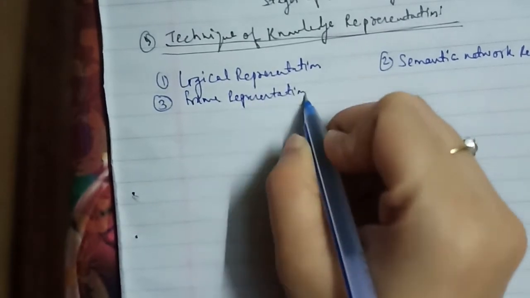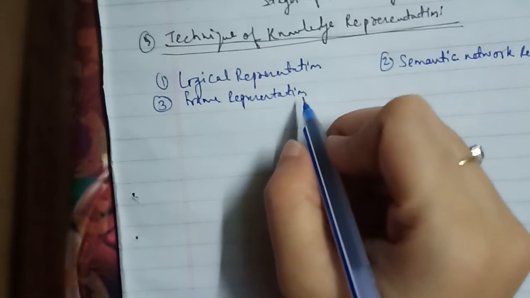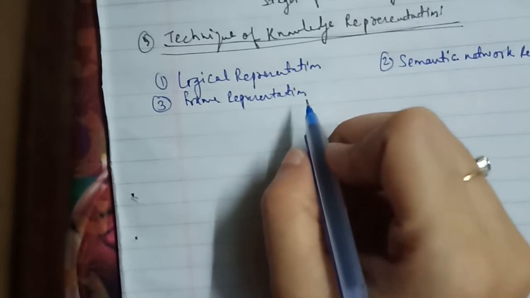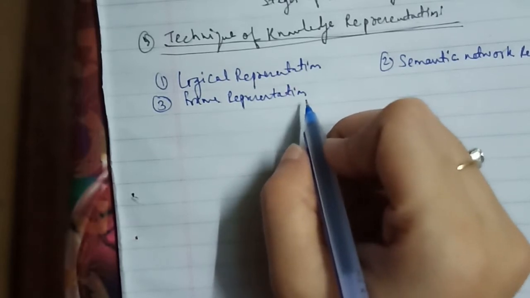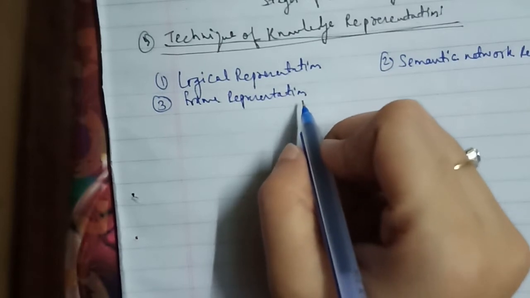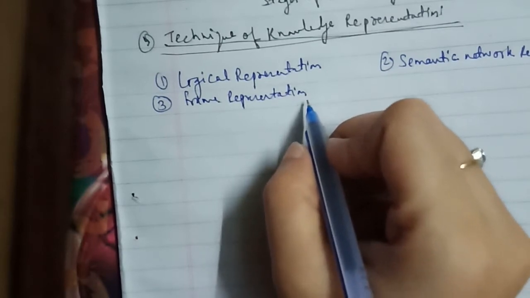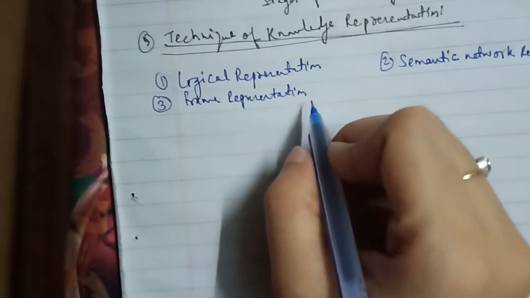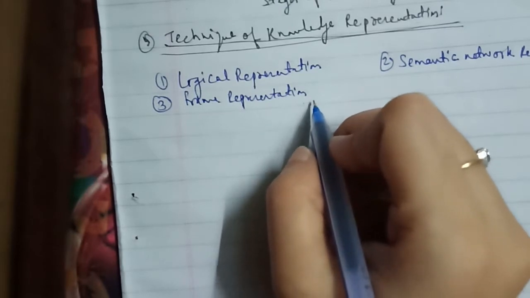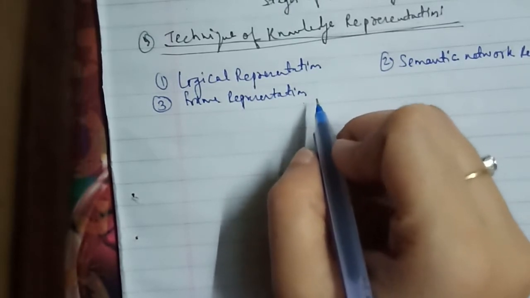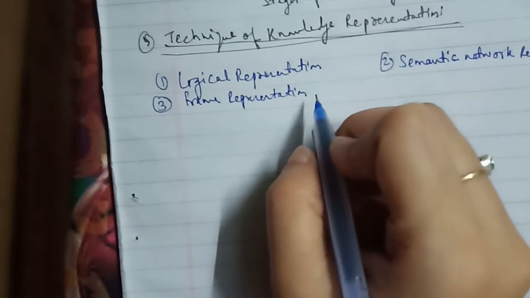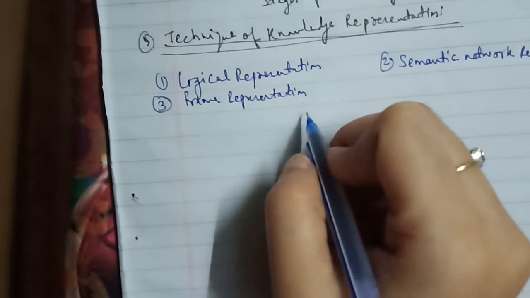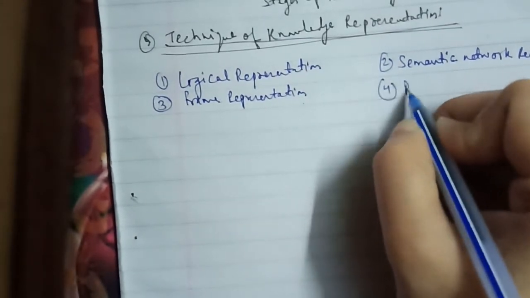The third we have is your frame representation. In the frame representation, a frame is a record-like structure which consists of a collection of attributes and their values to describe an entity in the world. Frames are AI, that is artificial intelligence, data structures which divide knowledge into substructures by representing stereotyped situations, and they consist of a collection of slots and slot values. These slots may be of any type and size, and slots have names and values which are called facets as well.